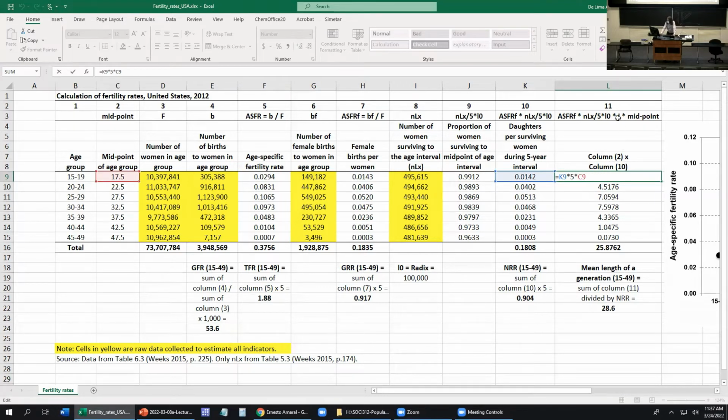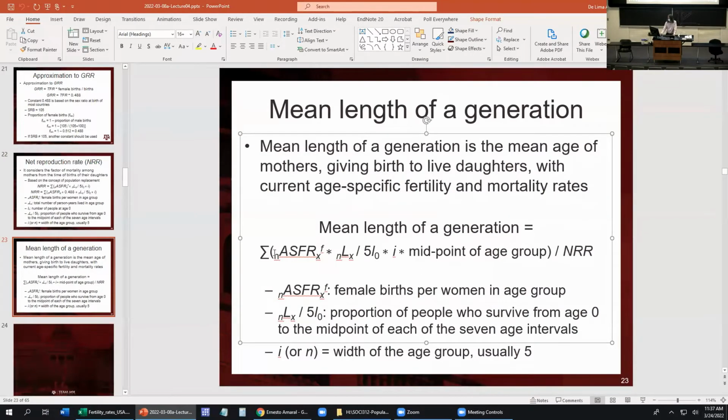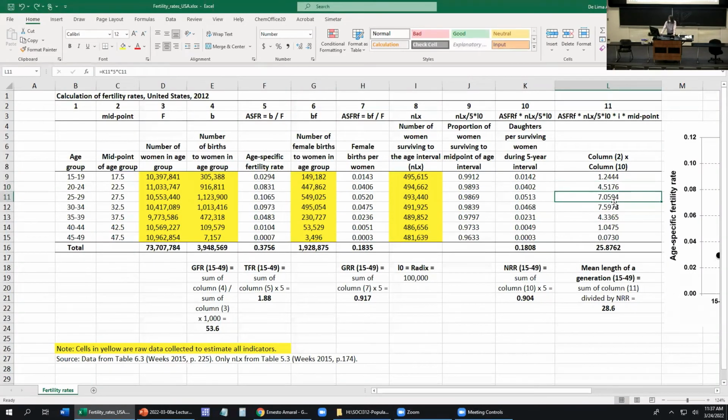But also we already include the width of the interval. So we have the age-specific fertility rates considering only the female births, times the mortality factor, which is K9, times 5, times the midpoint of the interval, right? It was already grouped, so I just used the grouped ones. I multiply them all. So what I'm doing here is just calculating, so far, just the numerator of this formula, okay? Just calculating the numerator of this formula.